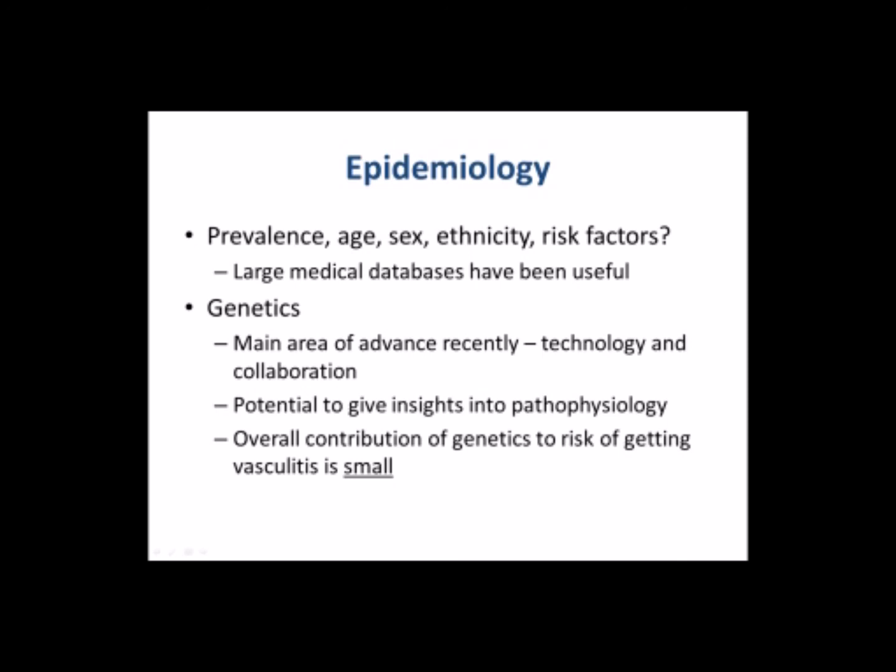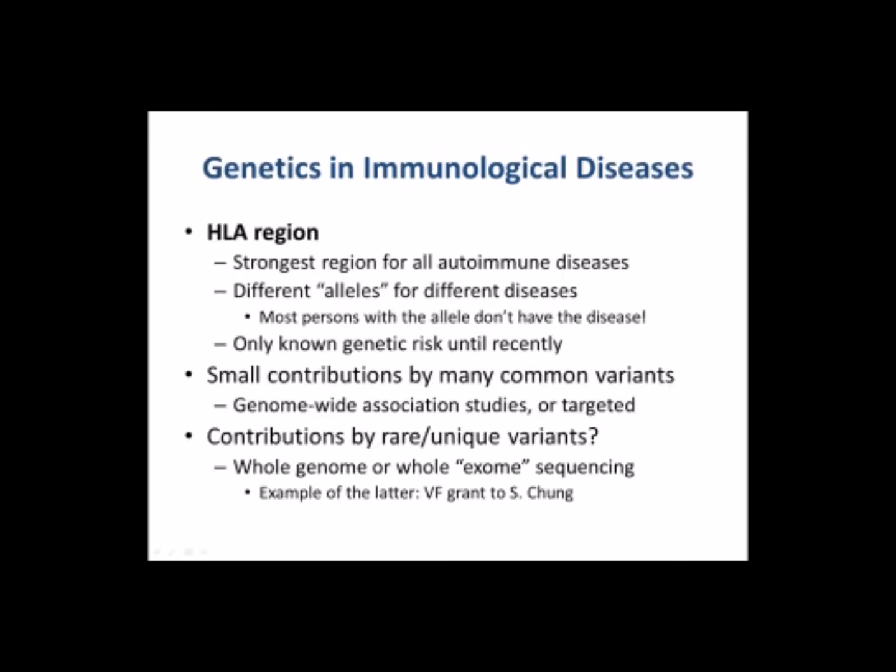The studies of genetics and vasculitis haven't given us clues that can necessarily be followed, and that's even true for some of the more common rheumatic diseases as well. And then finally, I have to stress the overall contribution of genetics to the risk of getting vasculitis is quite small. So a little bit about genetics in immunologic diseases. There's a region on chromosome 6 called the HLA. These were initially described as the immune response genes, which won some people a Nobel Prize back in the early 1960s. And they're an extremely variable part of our genome.